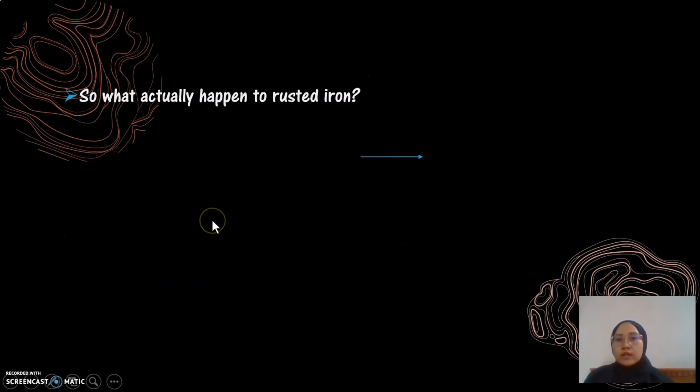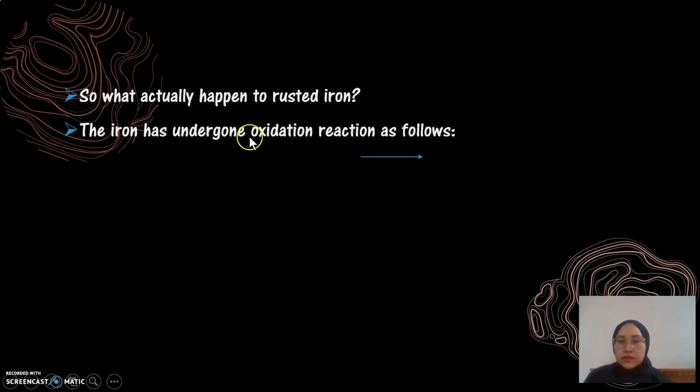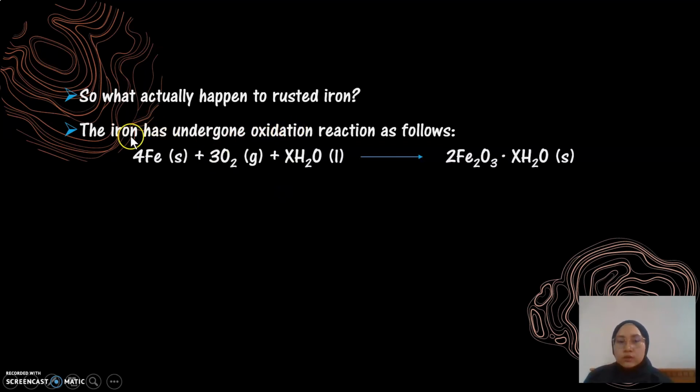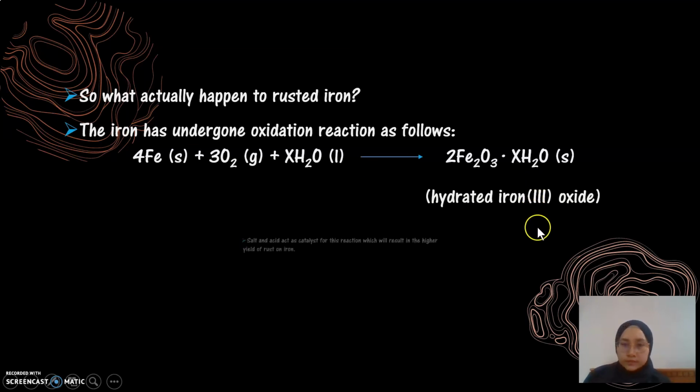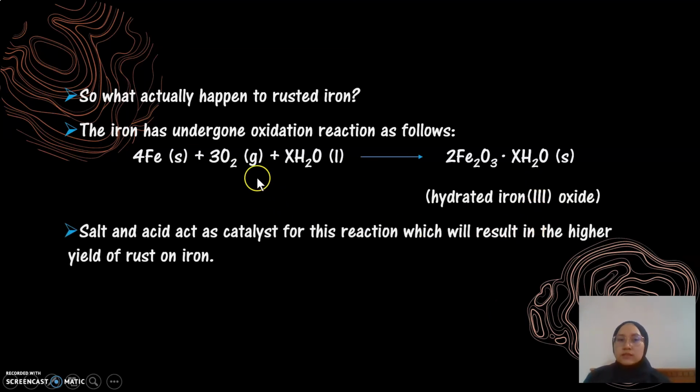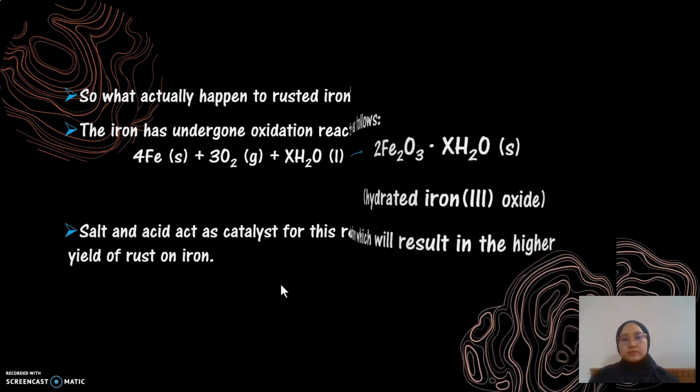So what actually happened to rusted iron? So the iron has undergone oxidation reaction as follows. Atoms of iron react with oxygen and also water, forming hydrated iron 3 oxide. So salt and acid act as catalysts for this reaction, which will result in a higher yield of rust on iron.